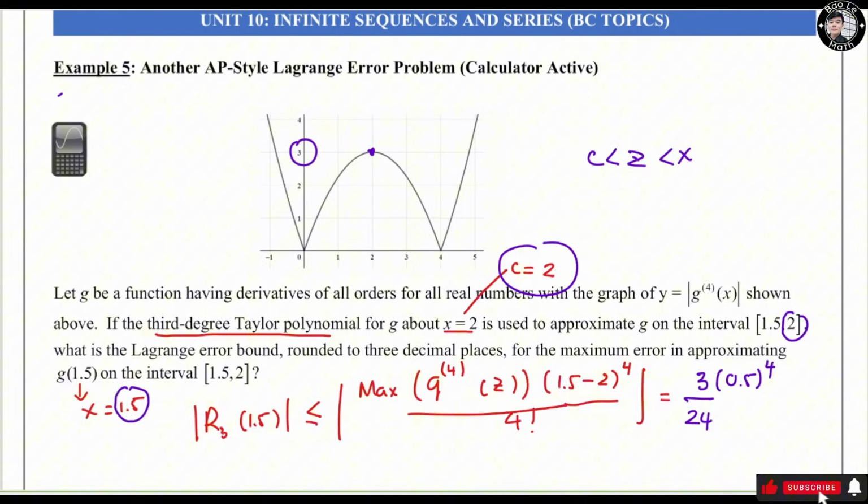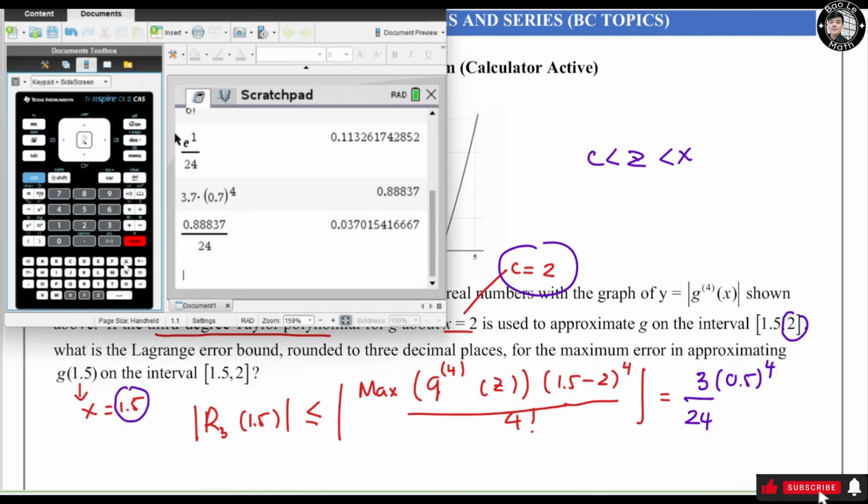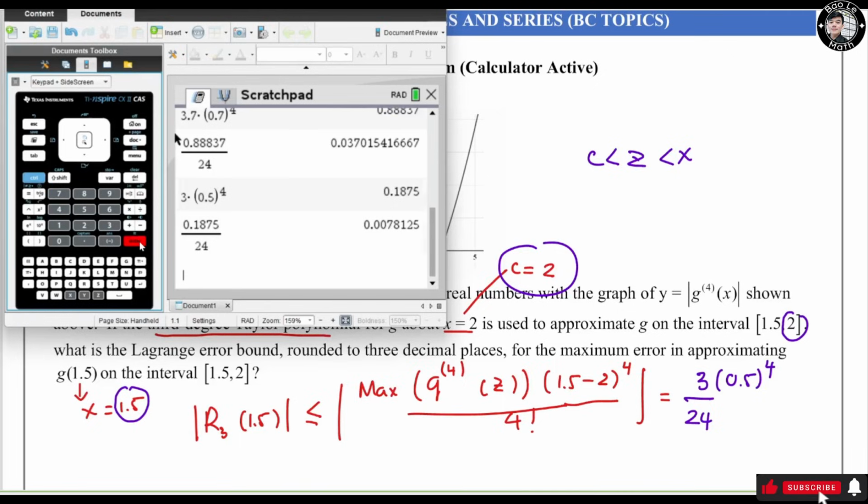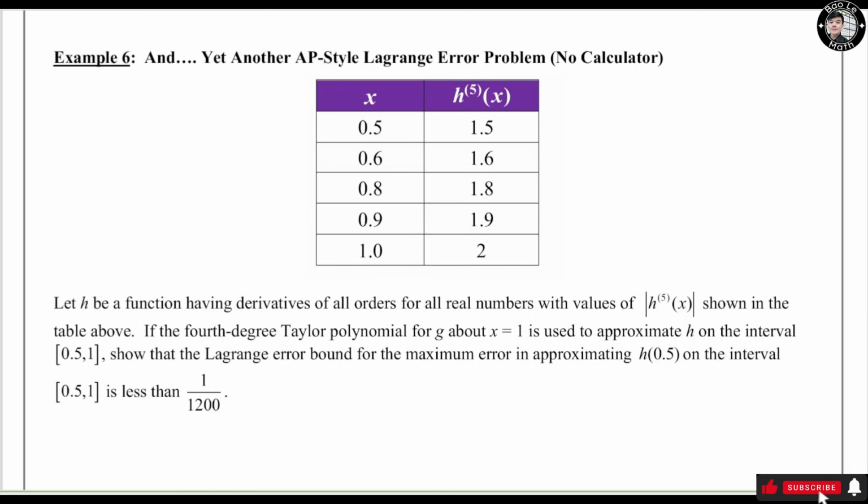So we're going to punch it into the calculator. You have 3 times 0.5 to the 4. Then press Ctrl Enter. Divide by 24. Press Ctrl Enter. It's going to be 0.078. Now question 6 is similar to question 5. So we look at this one right here, and we see that it's the 4th degree Taylor polynomial.